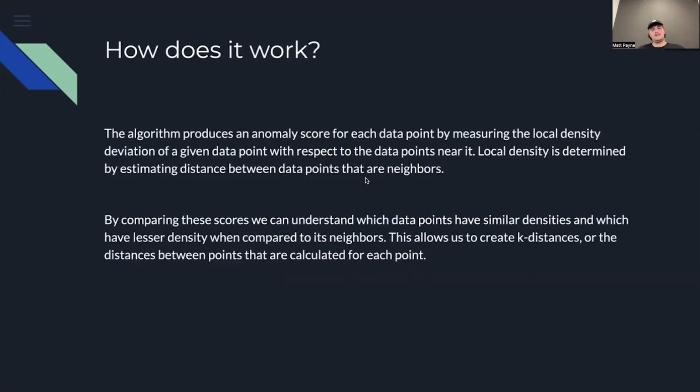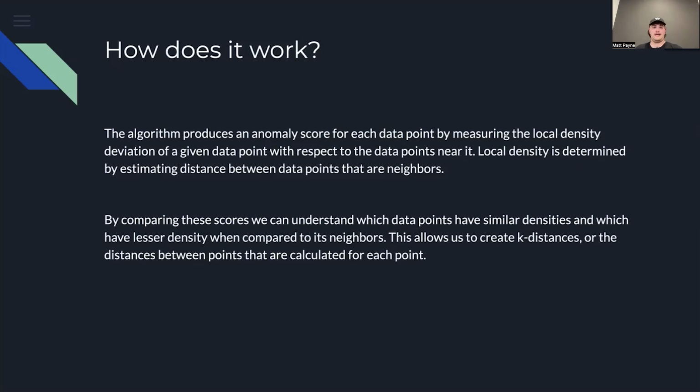The algorithm produces an anomaly score for each data point by measuring the local density deviation of a given data point with respect to the data points near it. Just like I mentioned, we have a data point, we have data points around it, we have some sort of distance between those, and we can use that to calculate which ones in the data set are anomalies and which ones aren't based on those neighbors.